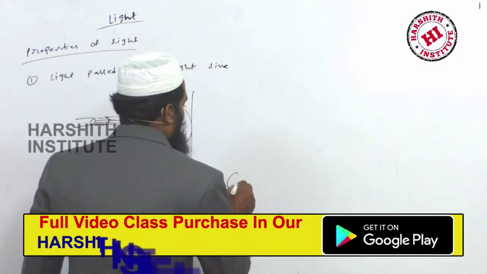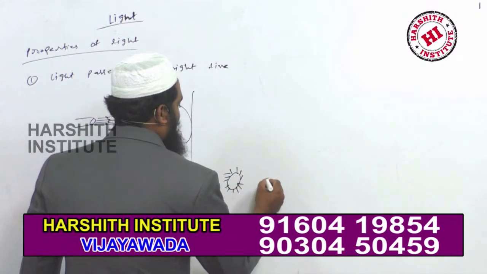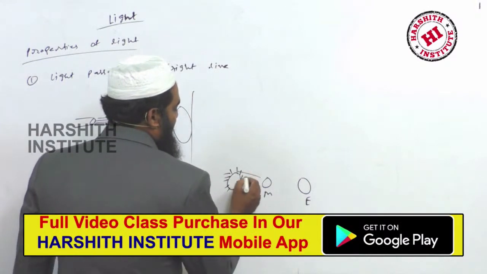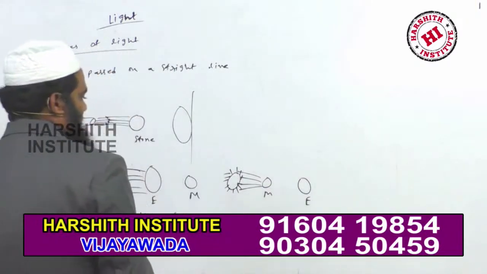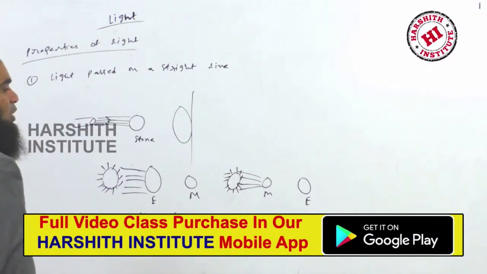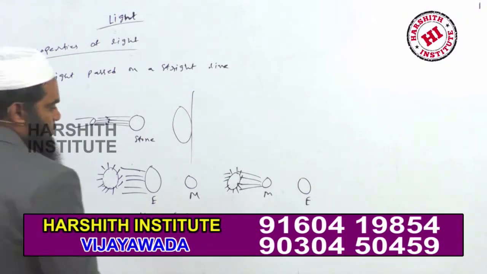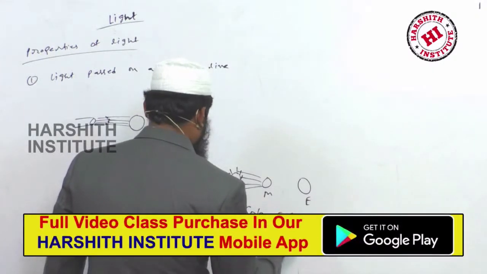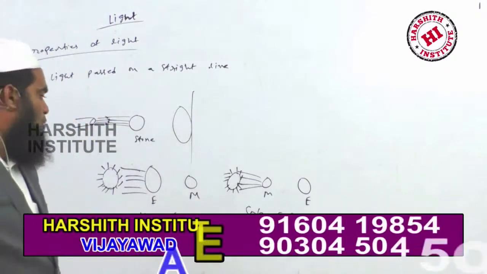If in this case we observe this is the sun, this is the moon, and this is the earth. The sun rays only pass on the moon, but cannot reach the earth. So in this case we cannot observe the sun. This is called a solar eclipse. And this is a lunar eclipse.